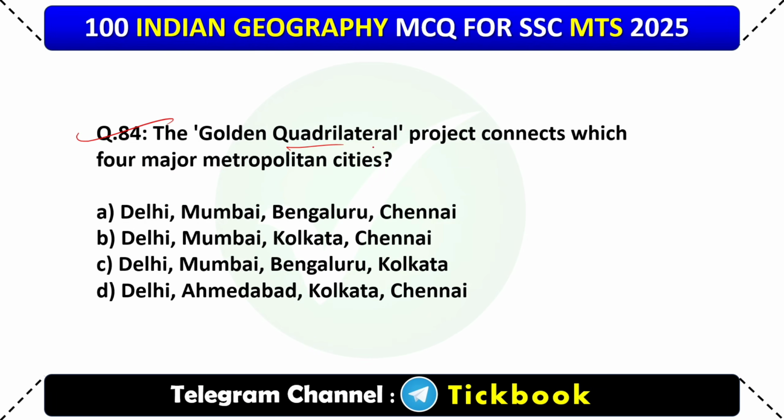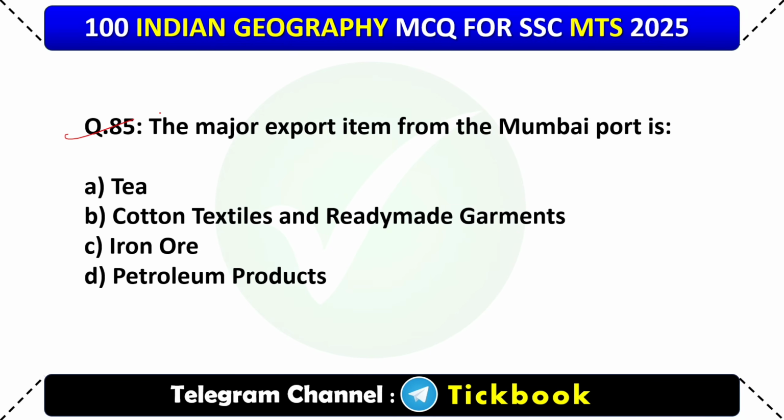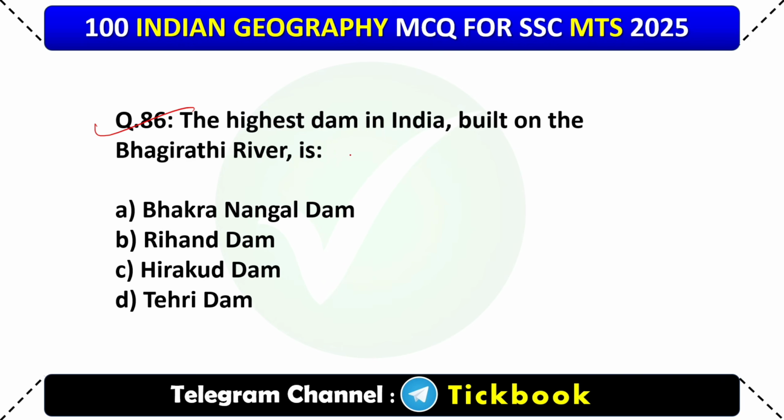84. The Golden Quadrilateral project connects which four major metropolitan cities? Option number B, Delhi, Mumbai, Kolkata and Chennai. 85. The major exports item from the Mumbai port is? Option number B, cotton textiles and ready-made garments. 86. The highest dam in India built on the Bhagirathi river is? Option number D, Tehri Dam.